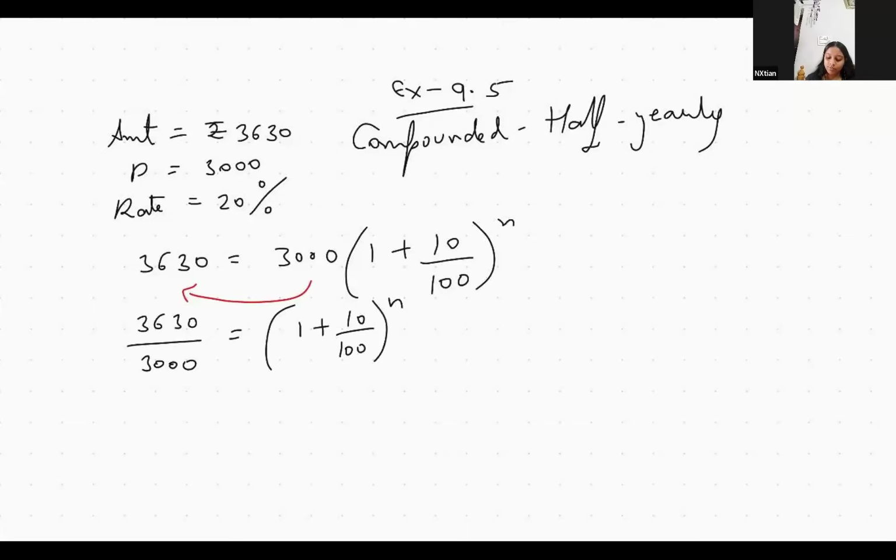Now 3630 and 3000, I will divide them again. Divide 3630 by 3000, I will get 1.21 equals 1 plus 10 by 100 raised to the power n. Now I will take the square root of 1.21. We know that it's 1.1, the square root of 1.21.